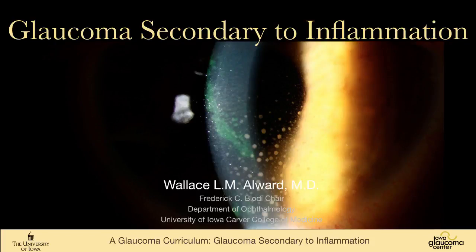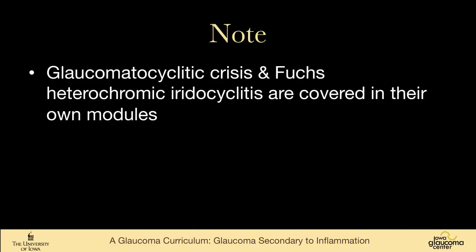We're going to talk about glaucoma secondary to inflammation. And just a note that glaucomatocyclitic crisis, or Posner-Schlossman syndrome, and Fuchs heterochromic iridocyclitis are covered in their own modules, so I'm not going to talk about them here.